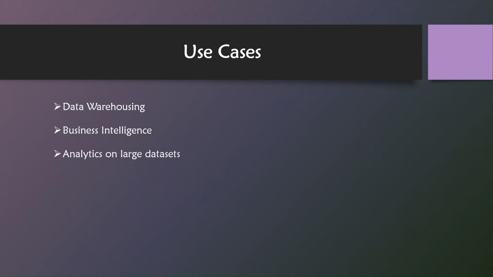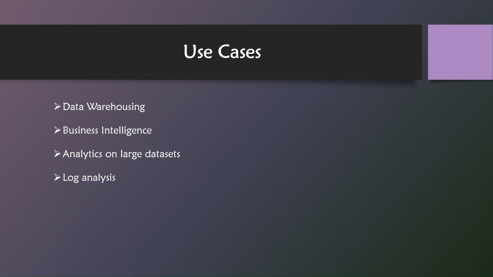So the next use case we have is analytics on large data sets. Redshift is designed to handle big data analytics, which makes it a strong choice for organizations working with large data sets. It is capable of running complex analytical queries across petabytes of data. This is particularly useful for industries like finance, retail, and healthcare, where large volumes of data need to be processed quickly to extract valuable insights, trends, and patterns for strategic planning.